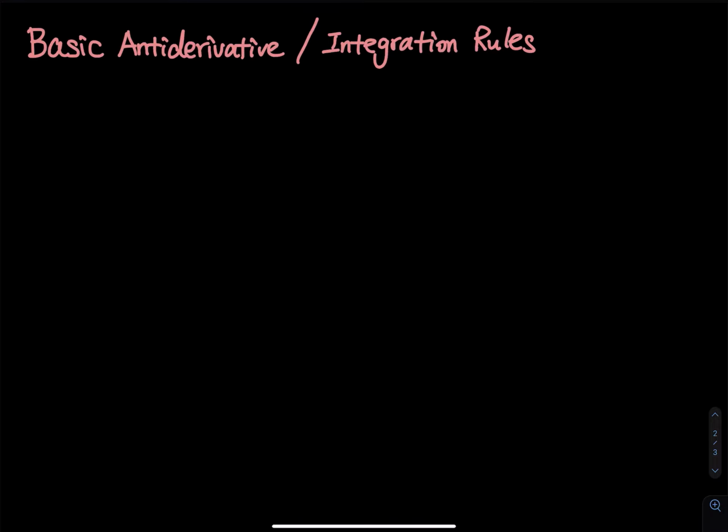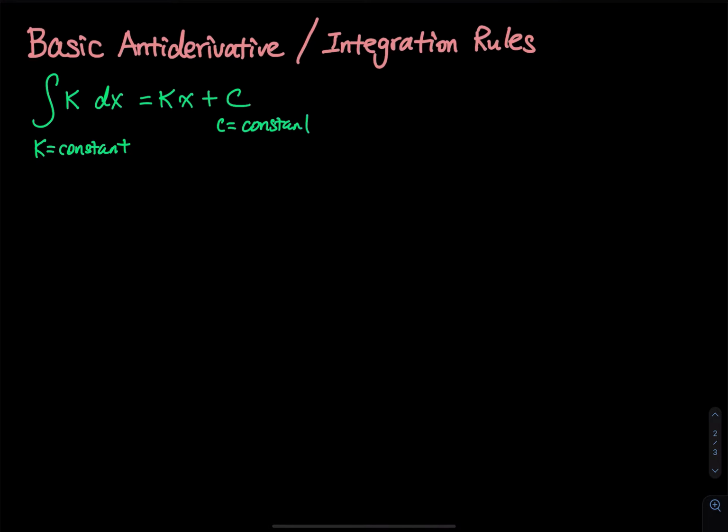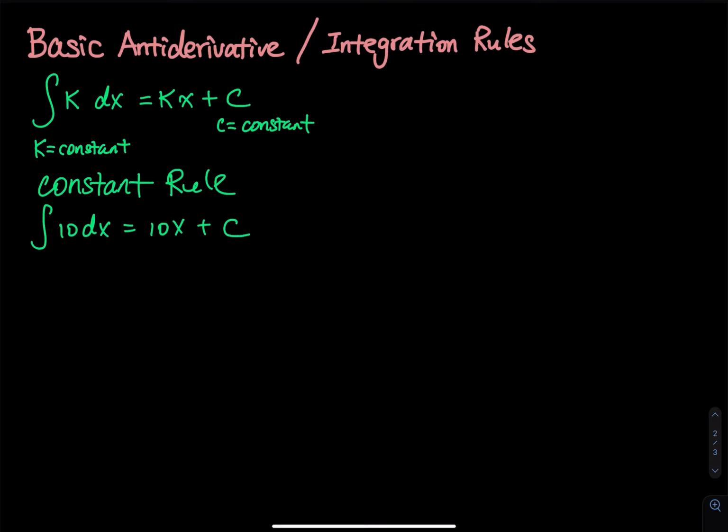Basic antiderivative integration rules. The first rule is called the constant rule. Let's say we are taking the integral of a constant value k with respect to x, where k is a constant. This equals k times x plus c, and of course c is another constant. This is called a constant rule. So, let's say we are taking the integral of tan with respect to x. That equals tan x plus c. That is just a simple example.